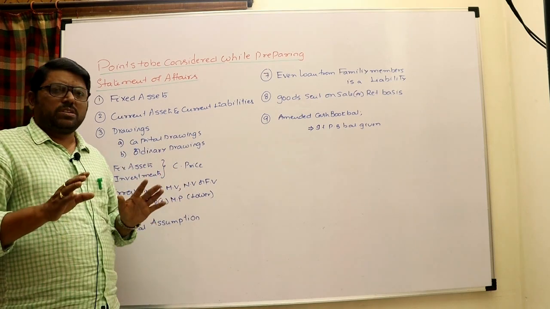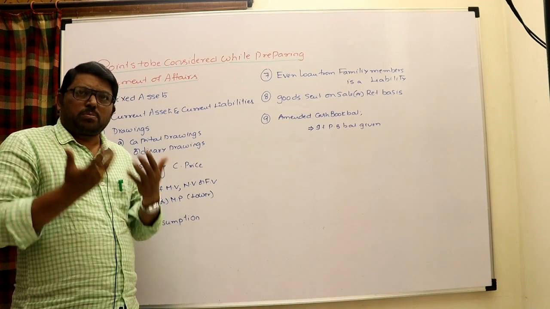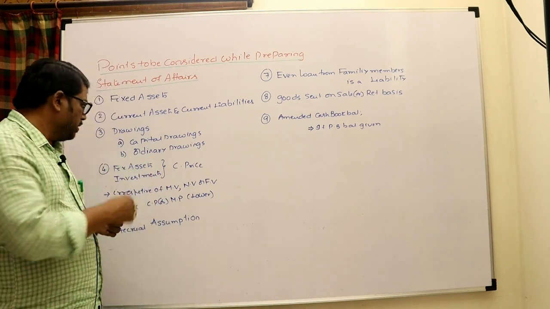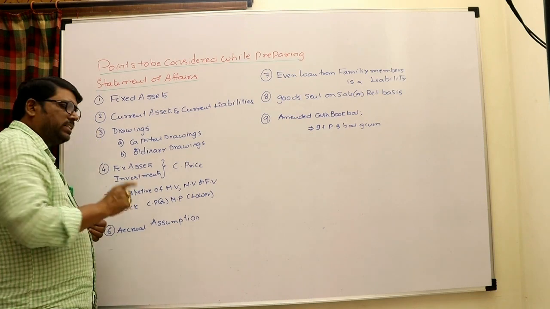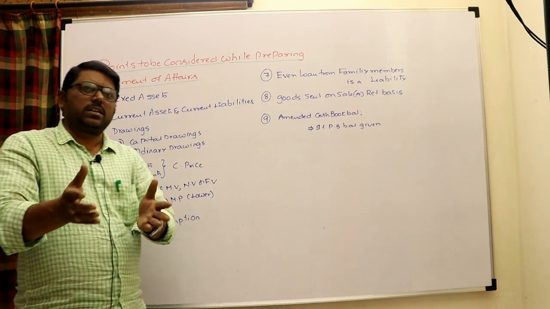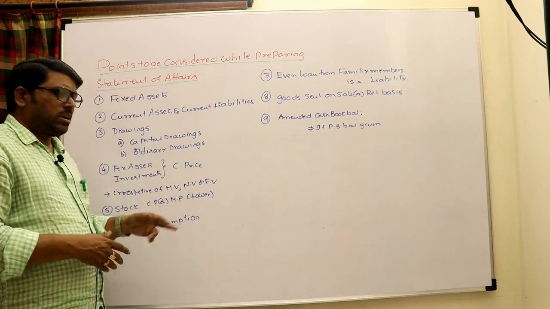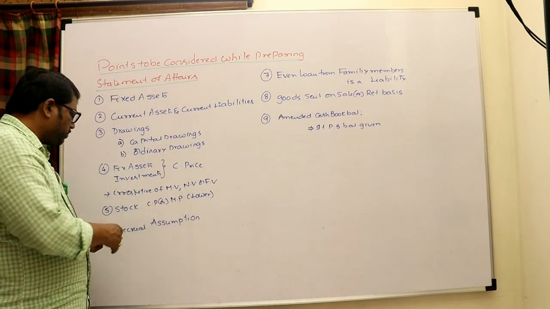Write fixed assets and investments always at the historical cost, at the price you purchased. Fixed assets may be depreciated by wear and tear. Next one, stock. I said already, inventory is to be calculated at the end of the year by physical count checking. You may calculate at cost or NRV, whichever is lower.